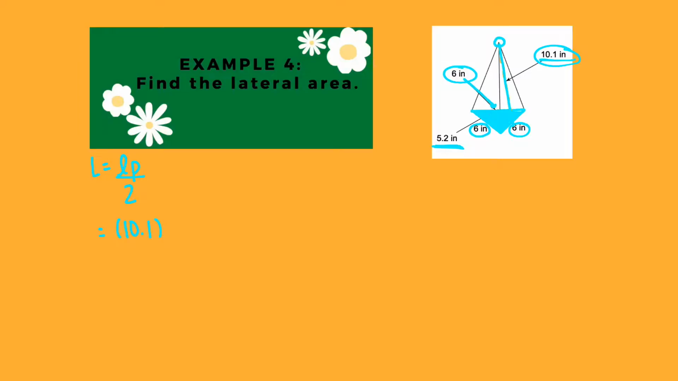I need to find my perimeter of the base. They're 6 inches long each side times the number of sides, which is 3. So 6 times 3 gives me 18. So I'm going to take that 10.1. I'm going to multiply it by 18 and divide by 2. In my calculator, 10.1 times 18 leaves me with 181.8 divided by 2 gives me 90.9. So my lateral area is 90.9 inches squared.